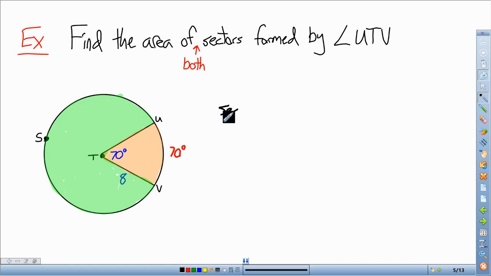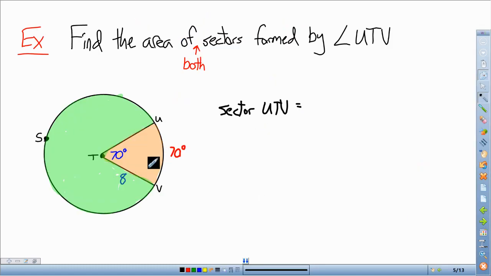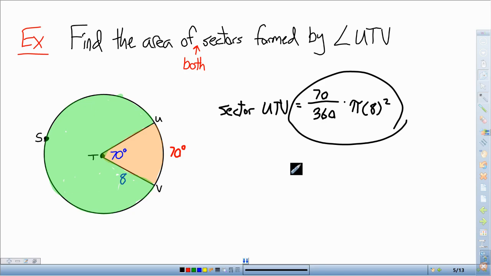All right. So sector UTV equals. All right. Just a little reminder. We have the measure of the angle divided by 360 times pi r squared. Okay. The measure of our arc is 70 degrees, divided by 360. Well, I usually don't use the degree symbols when I plug these numbers in. Okay, times pi r squared, the radius of our circle we can see is given to us. So pi 8 squared. Okay, and this is basically what we need to plug into our calculator. So let's try it out.